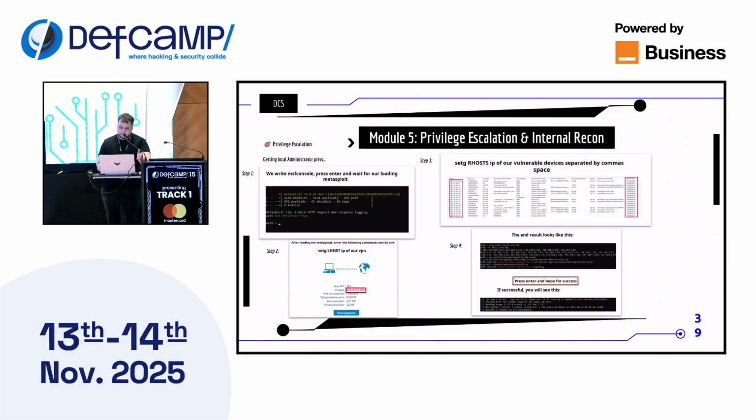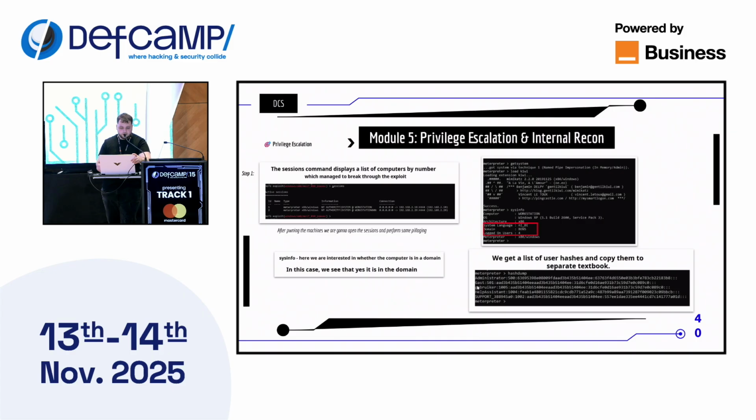What we can do is pretty easy: launch Metasploit MSF console, grab the IPs of the machines that are vulnerable, paste them, get the LHOST of our VPN, and paste that too. As you can see here, press enter and hope for success. And if it's successful, you will see something like this, where it tells you that a session was created in the background. And once you have a session, you can interact with it and actually execute commands on that machine.